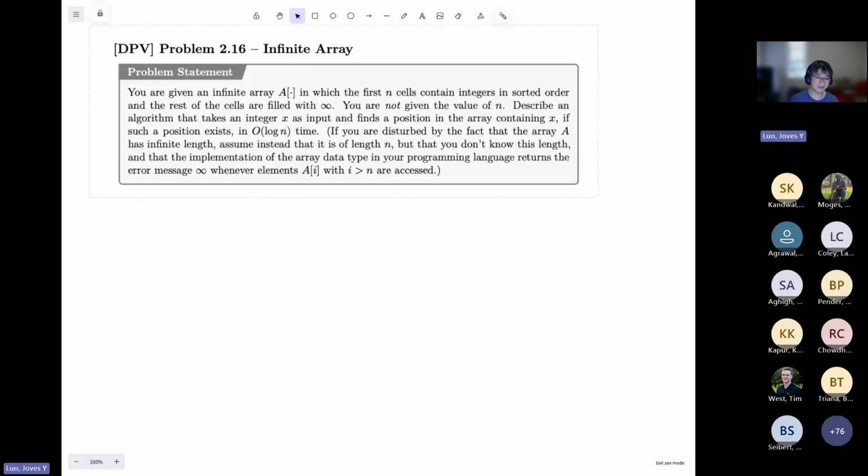If you are disturbed by the fact that the array A has infinite length, assume instead that it is of length n, but you don't know this length, and that the implementation of the array data type in your programming language returns the error message infinite whenever elements A[i] with i greater than n are accessed.